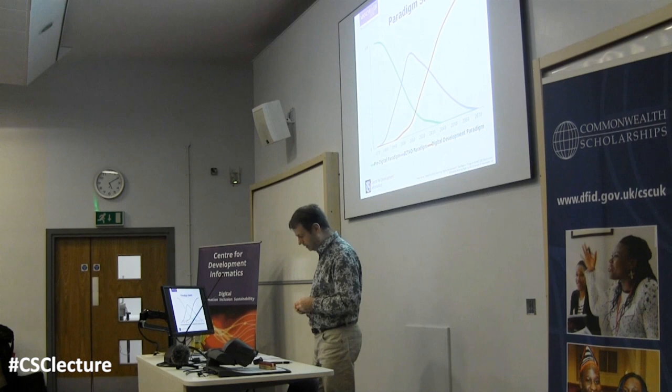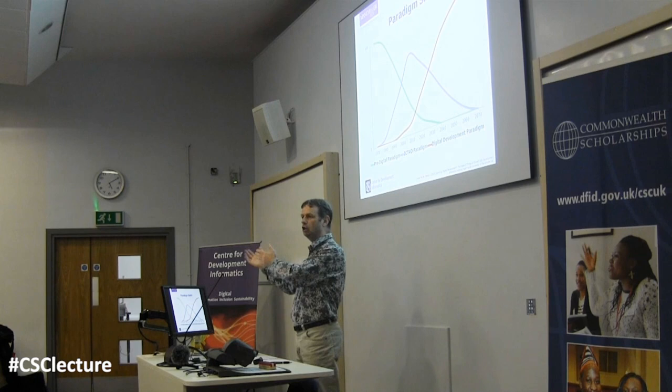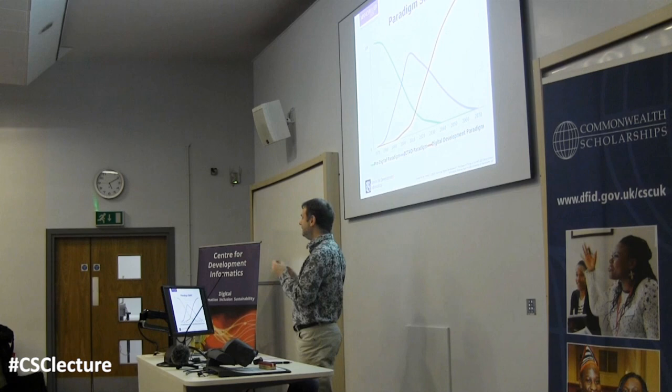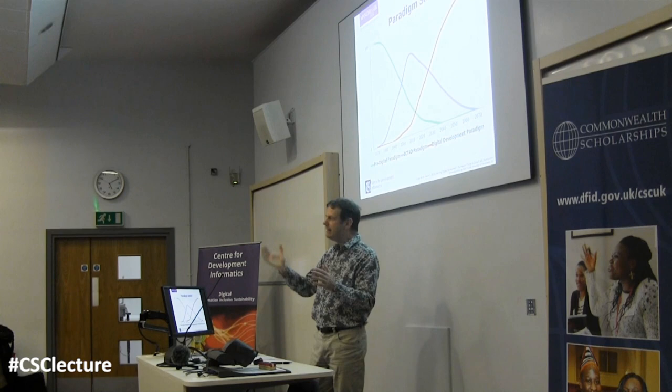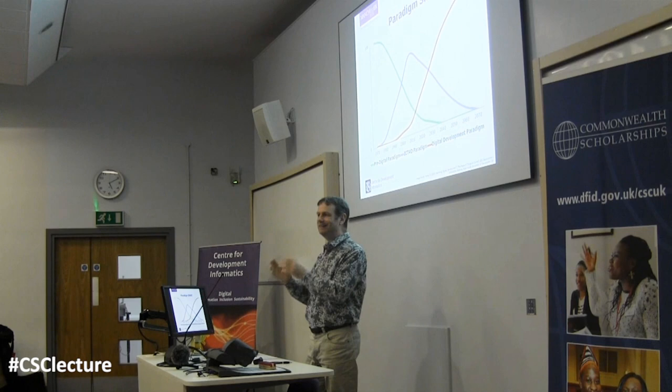The ICT for D paradigm emerged probably from about the mid-1990s onwards. It's dominant now, and it's going to dominate for the next 10 to 20 years or so. It sees digital ICTs as a useful tool for development. It really kick-started around the turn of the century, because first of all, we had the advent of the internet, at least in the global north, which was a tool in search of purposes. And at the same time, we had the Millennium Development Goals, which were purposes in search of tools.